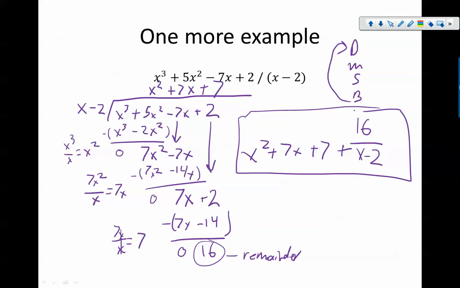All right, there's some practice on your notes, so give that a try, and then we'll do the one more on your own question before we look synthetically.